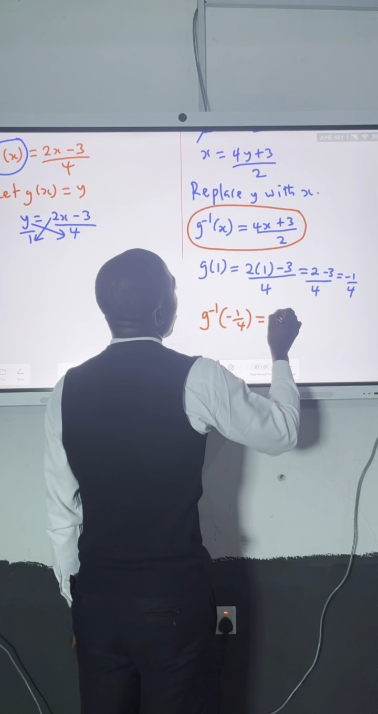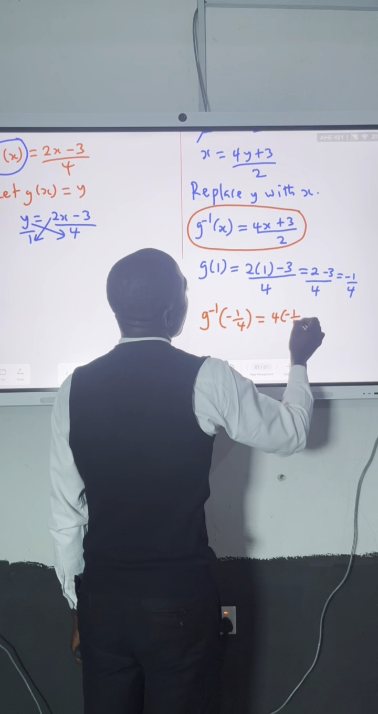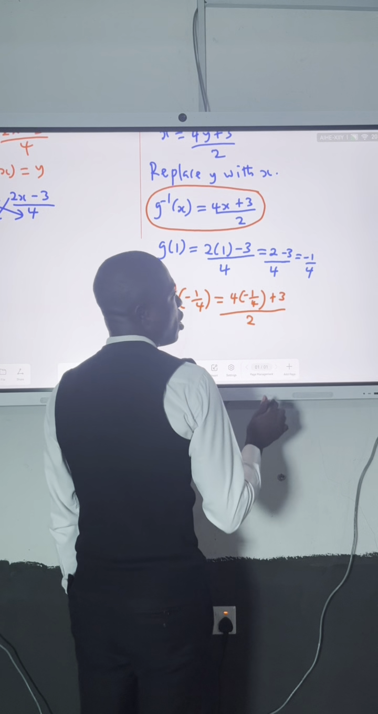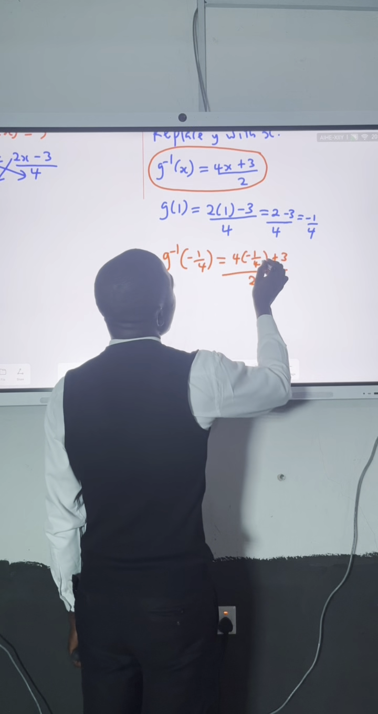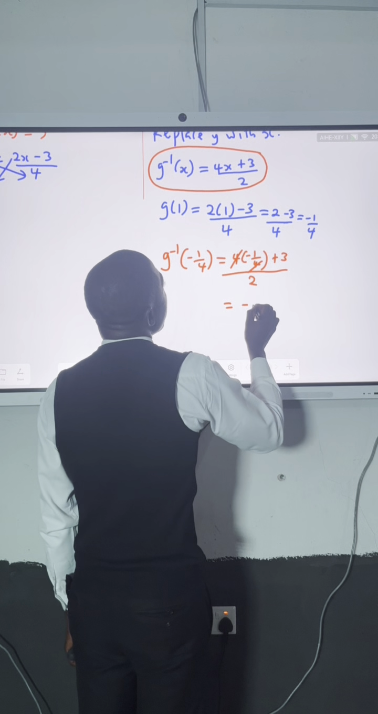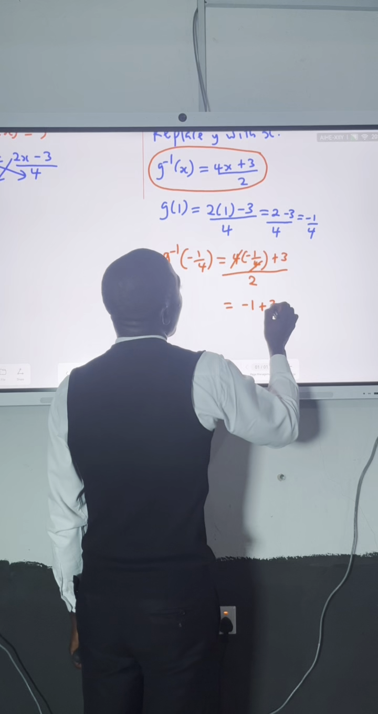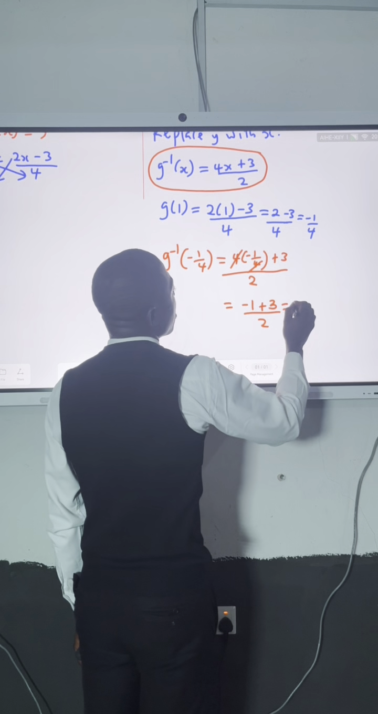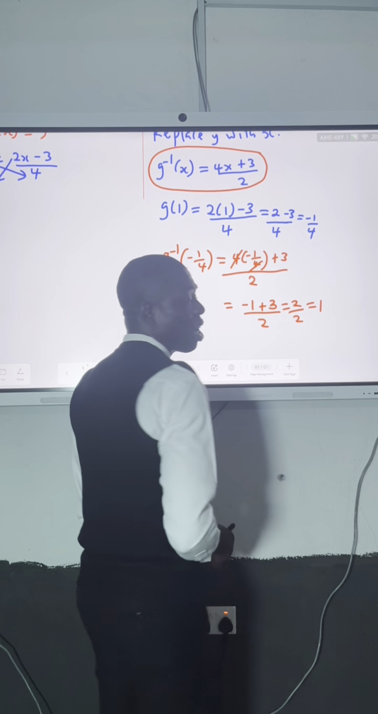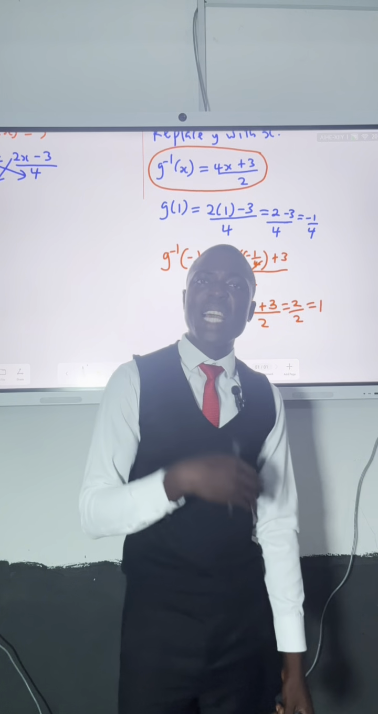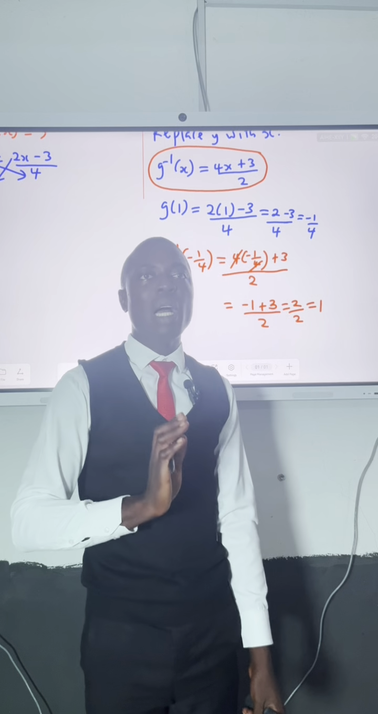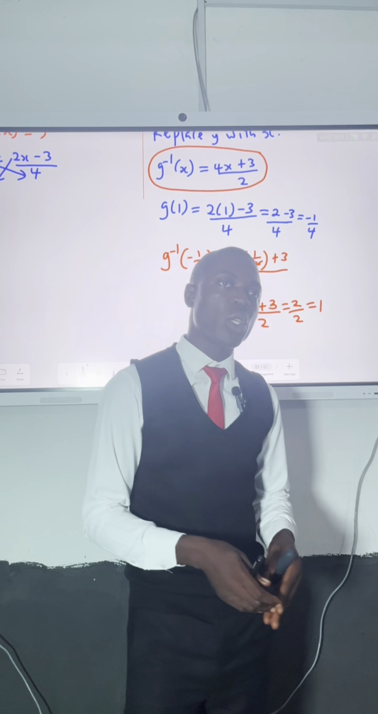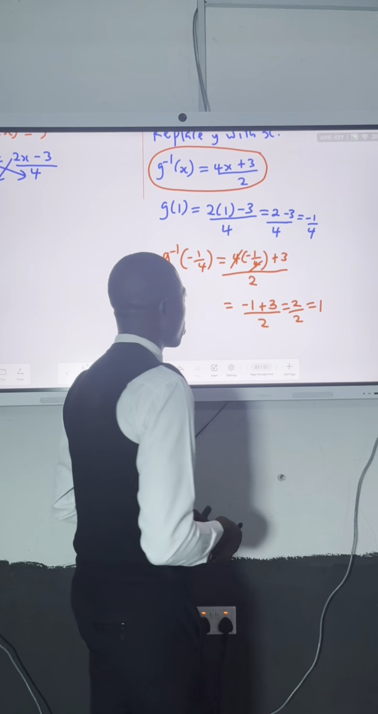Okay, so let's see. We're going to have 4 bracket -1 over 4 plus 3, divide the answer by 2. So here, 4 cancels 4. We're going to have -1 plus 3 all over 2. Look at it. -1 plus 3 is actually 2 over 2, which gives you 1. Have you seen it? So that means that our answer is very correct. So G inverse is another machine that reverses the effect of what machine G can do to any input.